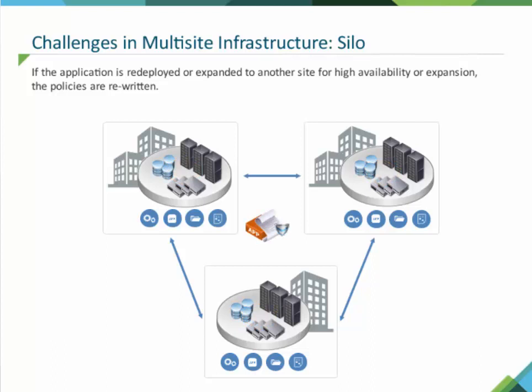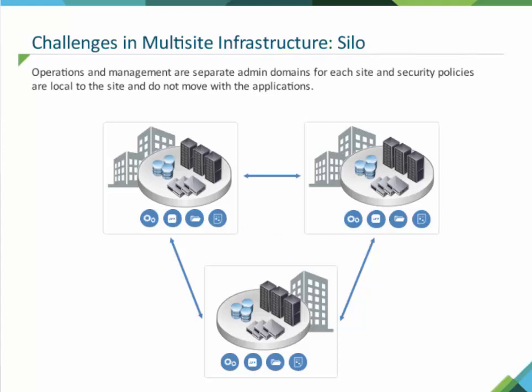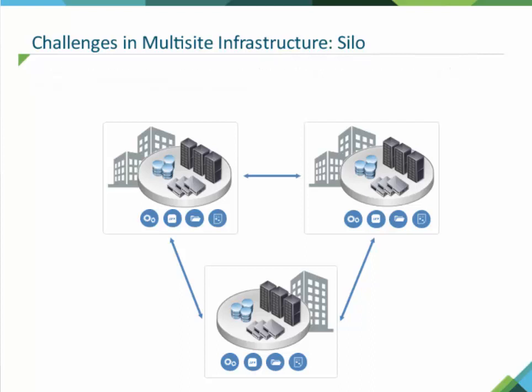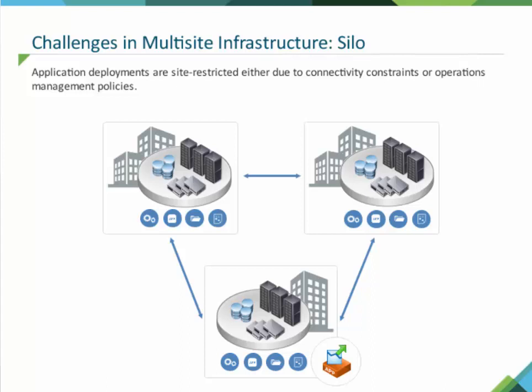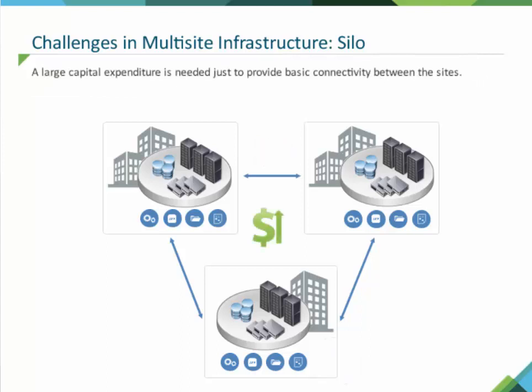In short, you have sites, but availability is siloed. Operations and management are separate admin domains for each site, and security policies are local to the site and do not move with the applications. Thus, the policies have to be replicated rather than moving with the application. Application deployments are site-restricted either due to connectivity constraints or operations management policies. A large capital expenditure is needed just to provide basic connectivity between the sites.